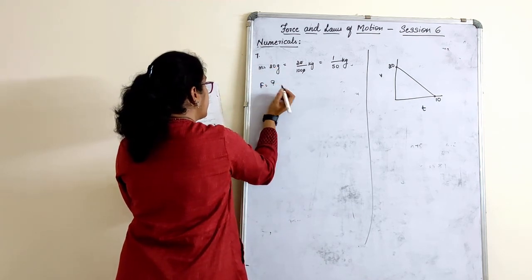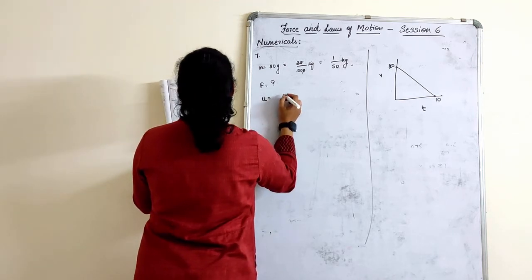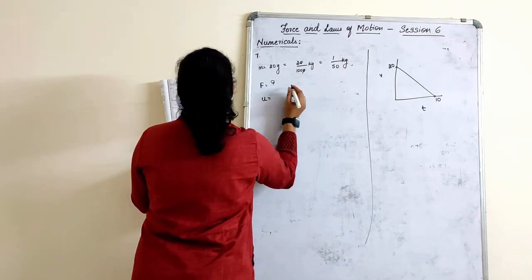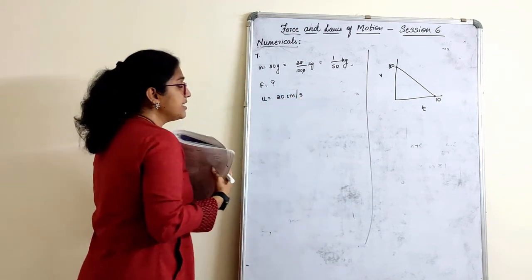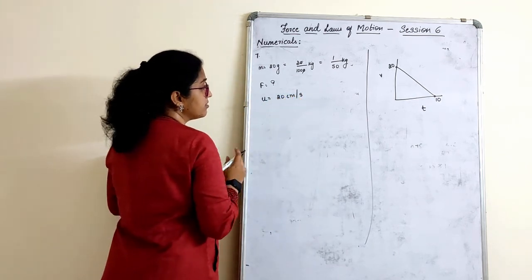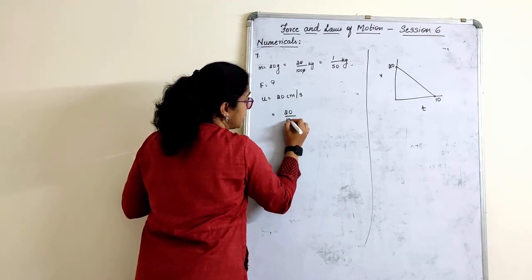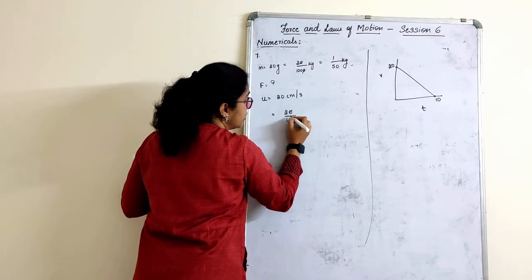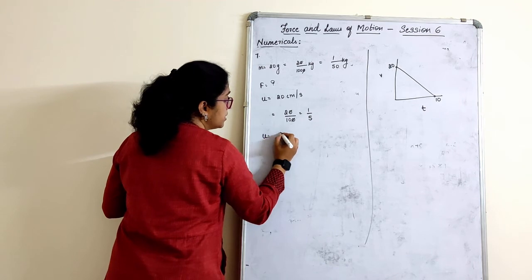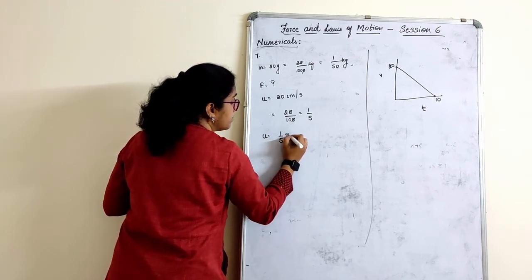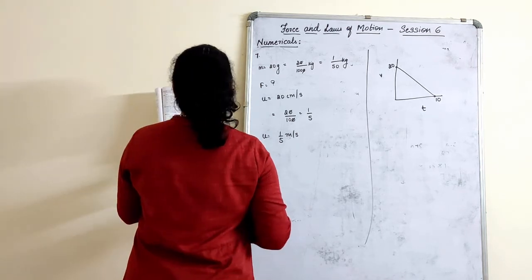So moving along, how much force does the table exert? Force we have to calculate. Is u given with respect to velocity? It is given as 20 centimeter per second. It is centimeter, children. Let's convert that in terms of meter. So this is 20 by 100. Cancel. 2 ones are, 2 fives are. So u is 1 by 5 meter per second. Clear?